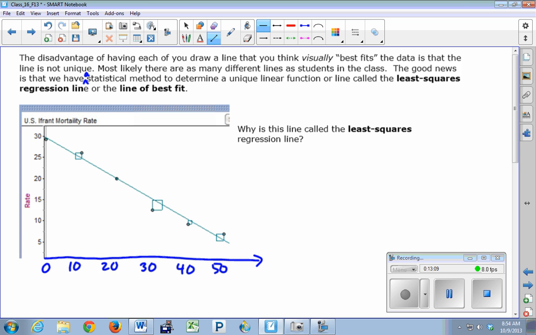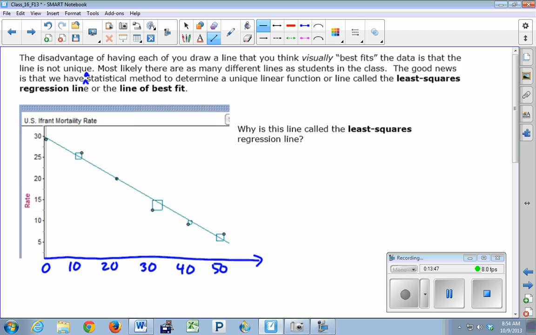I forgot an A there. We have a statistical method, right? So we have a statistical method that's going to determine the one and only one line that best fits this data. It's called the least squares regression line. That's the fancy name for it. Some people call it the line of best fit. Some people just call it the regression line, okay? And you'll see these used throughout the lecture notes. Sometimes I'll use least squares regression, sometimes I use line of best fit. You can use them interchangeably, okay?